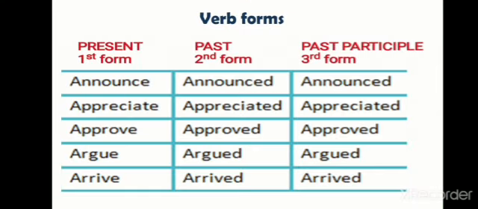ING form. It is used when the work is continuing while we are talking about it. For example, when ing is added to the base form sing, it forms singing. Now, some examples of verbs in present, past, and past participle forms.